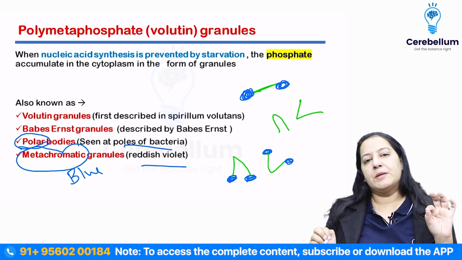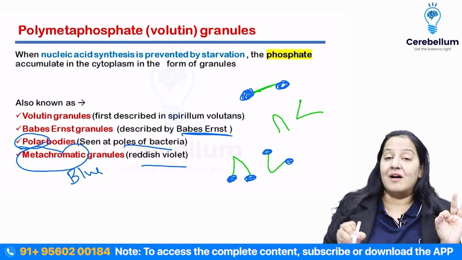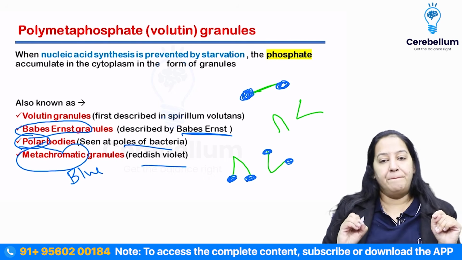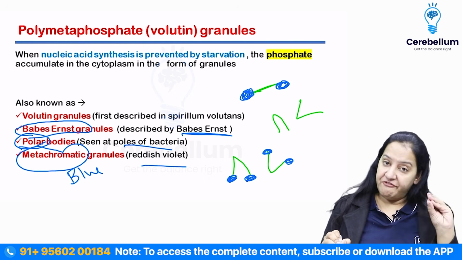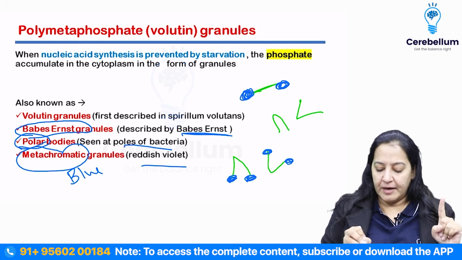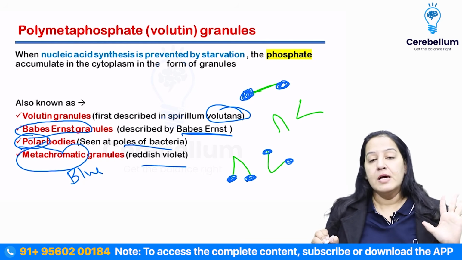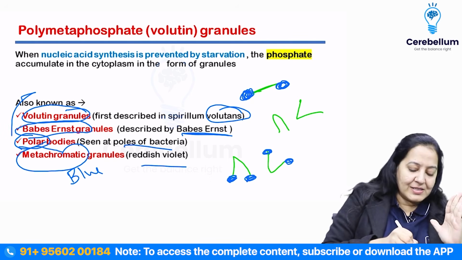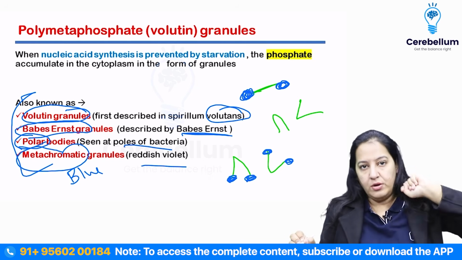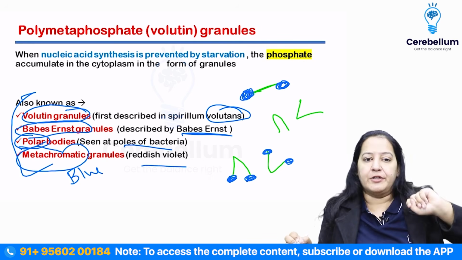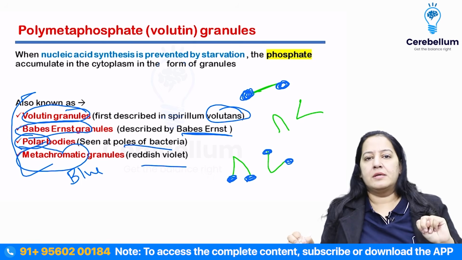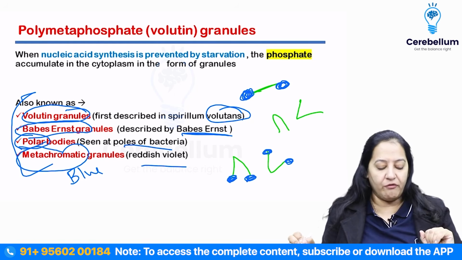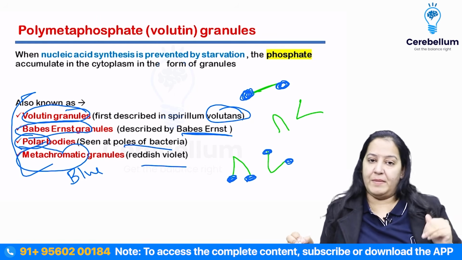Now, name the scientist who discovered the polar granules. The name of the scientist is Babes Ernst. That's why they are known as Babes Ernst granules. And there are 5 bacteria in which these granules are present. One of them is Spirillum volutans. So, it was first discovered in volutans. It is also known as volutin granules. So, basically these all are synonyms. Whether I say volutin granule, because it is the name of the bacteria in which it was discovered, or I say Babes Ernst granules, or polar bodies, or metachromatic granules, I can say anything of it. These are the 4 different names given to the same metachromatic granules, right?